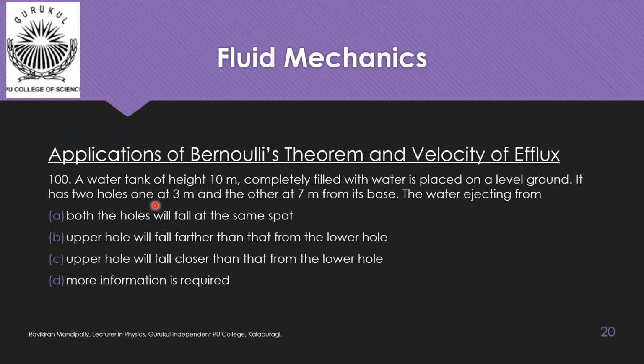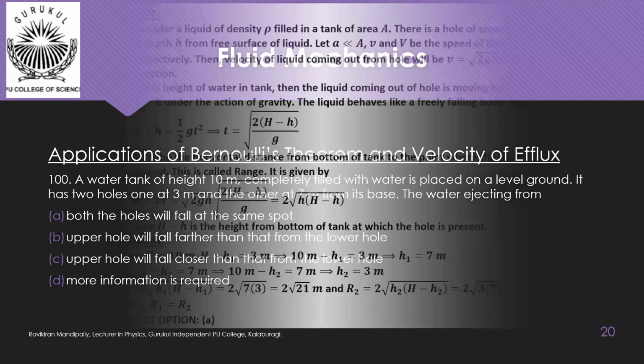Question number 100. A water tank of height 10 meter completely filled with water is placed on level ground. It has two holes, one at 3 meter and the other at 7 meter from its base. The water ejecting from both the holes will fall at the same spot, or the upper hole will fall farther than the lower hole, or the upper hole will fall closer than the lower hole, or more information is required. That means we have to find whether the liquid coming out from both the holes will fall at the same position or not.